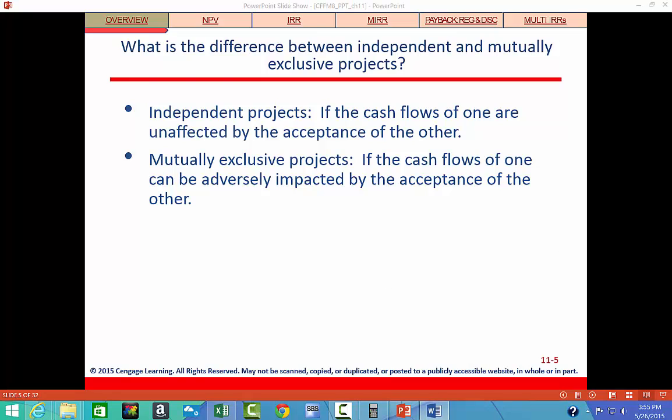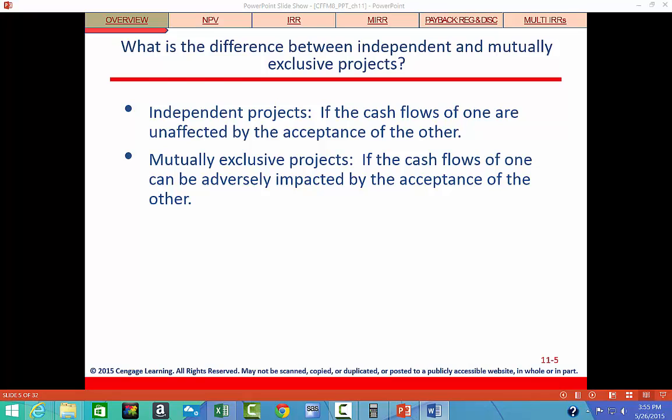Okay, so now we have to distinguish between independent and mutually exclusive projects. So independent projects are where the cash flows of one project don't affect the acceptance or rejectance of the other project. And then a project is mutually exclusive if when you accept one project, you have to reject the other one.